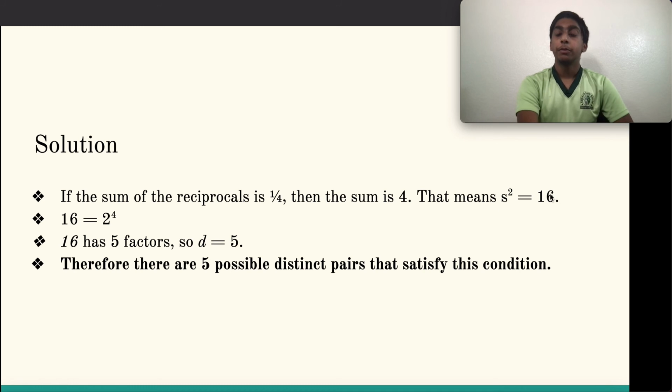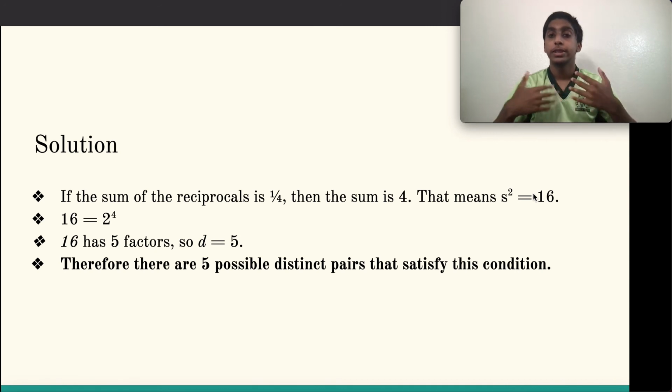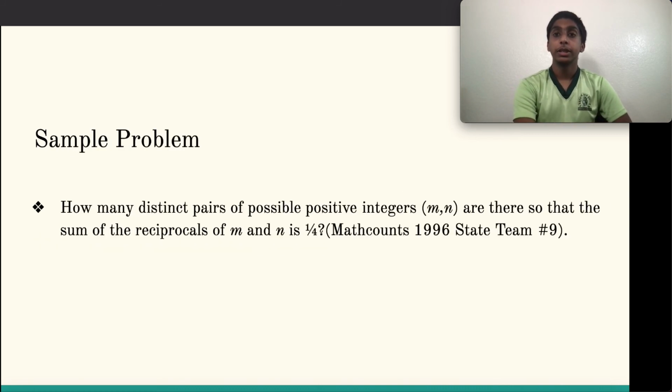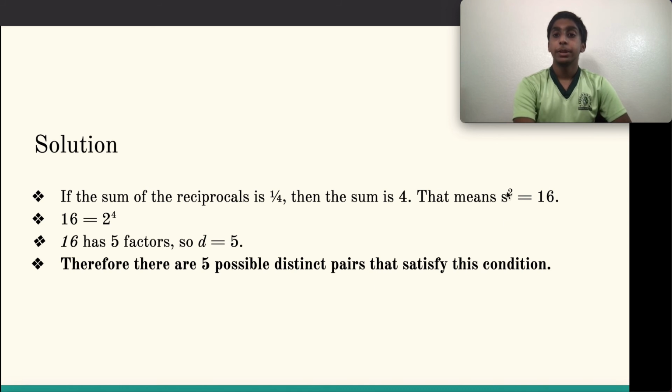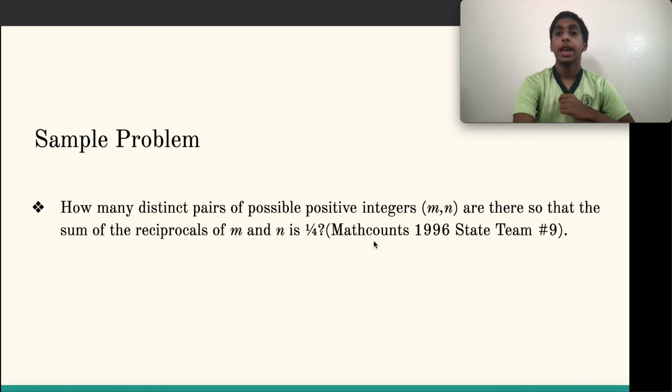So if we know that 4 squared is equal to 16, now we just need to find how many factors 16 has. 16 has 5 factors, so our d is equal to 5. Therefore, there are 5 possible distinct pairs to satisfy this condition. There are many different ways to do this, but this is a simple way: you find your n, or your s in this case, and then based on that you can find the number of factors, which is the number of possible distinct pairs that satisfy the condition, that the sum of the reciprocals of m and n is 1/4.